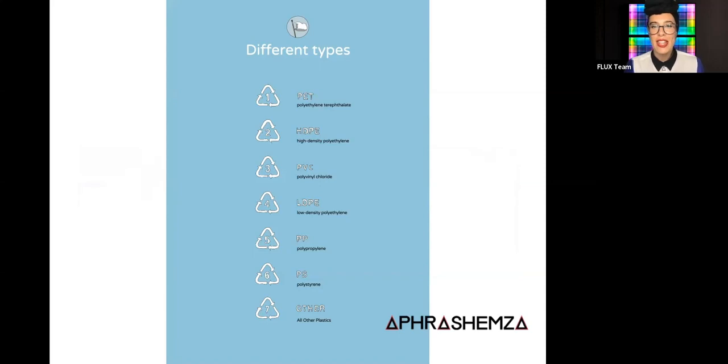And so there are many different types of plastic, and they all have different qualities to them. They all have different melting temperatures, they're brittle, or they release fumes at different temperatures and things like that.